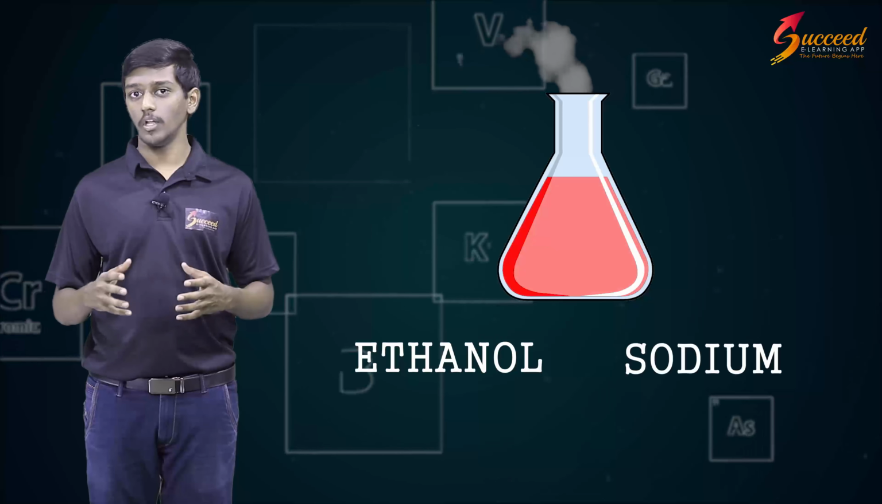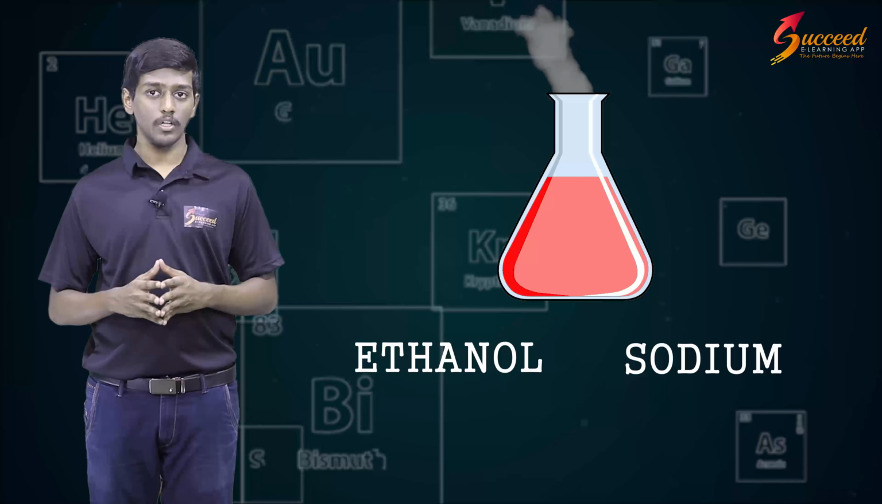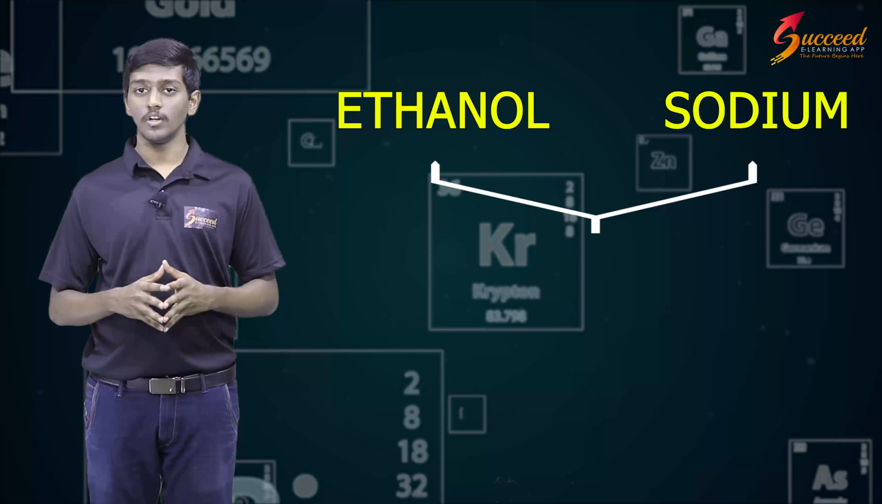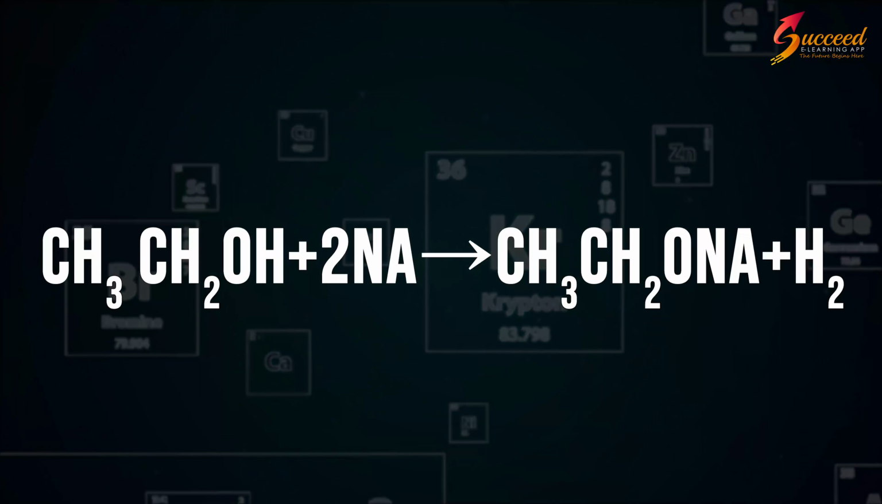Now, let us see ethanol reaction with sodium. Generally, when alcohols react with sodium, hydrogen is liberated. Similarly, ethanol reacting with sodium, we get sodium ethoxide. The reaction is.